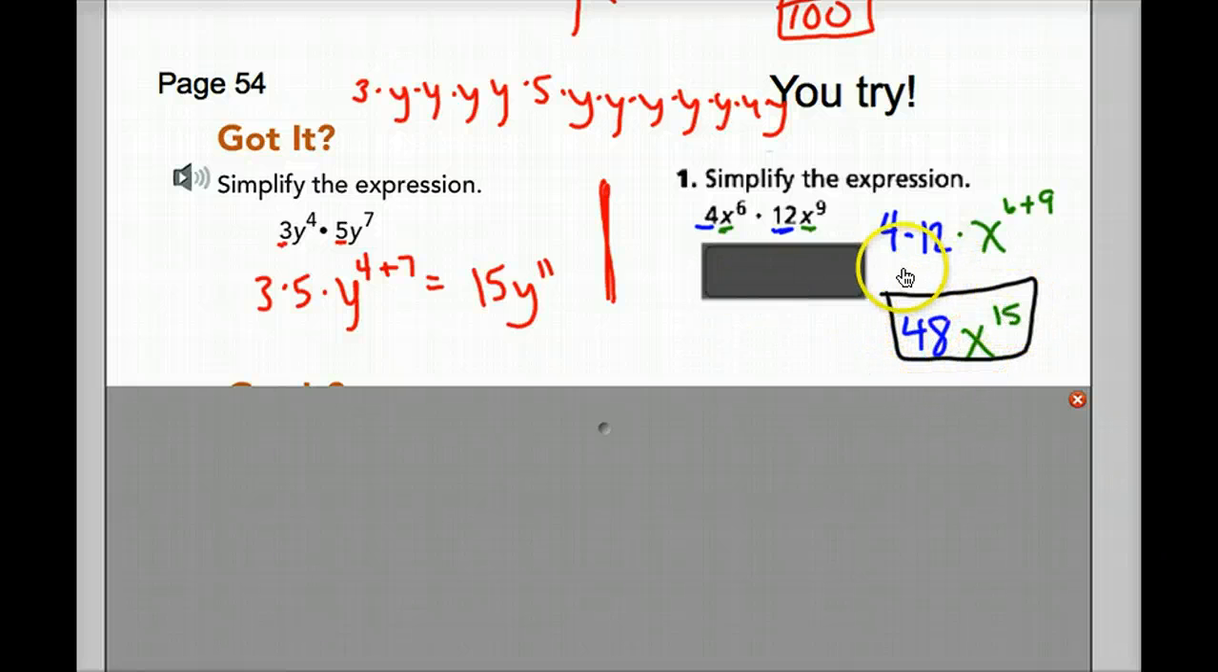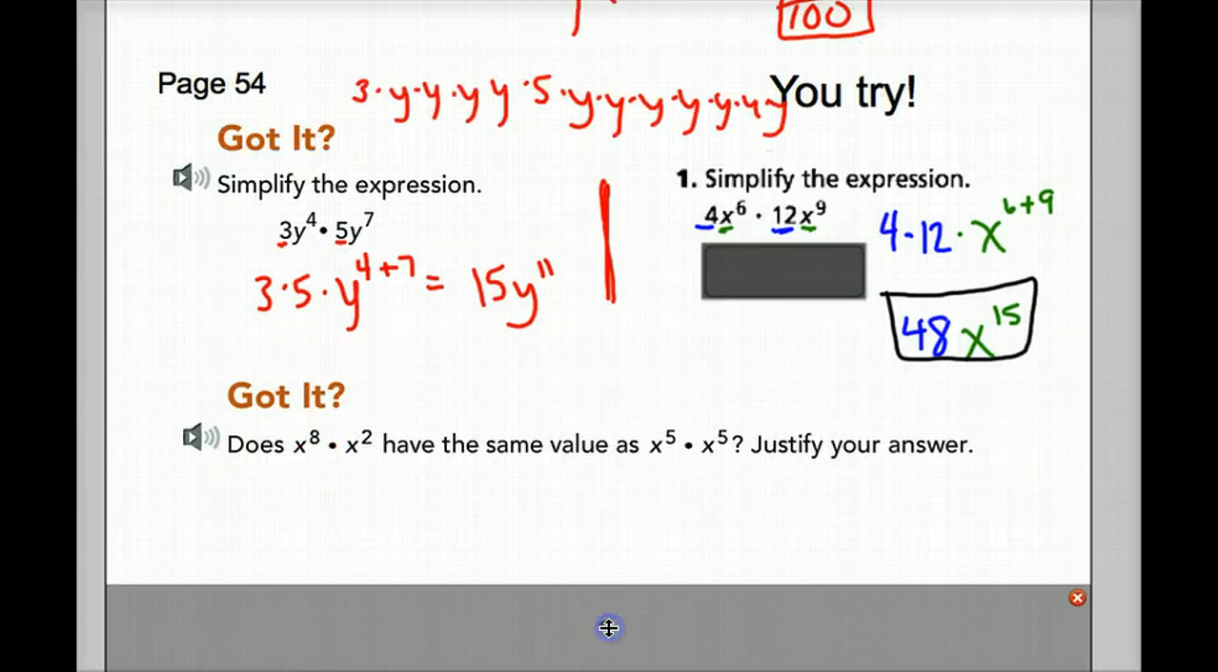If you're unsure how I got that, I multiplied 4 and 12. And then I added my exponents for the x, so x to the 6 plus 9, which gives me 15. All right, now let's move on to the next Got It.